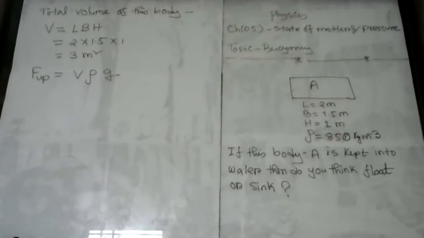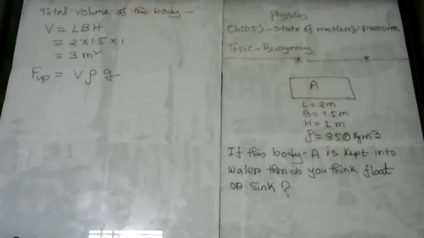First, if you put the body into the water, the calculation is V rho G, and this V indicates the volume of the displaced liquid. But before keeping this body into the water, if you want to find out the buoyancy, then this indicates the total volume of the body. In this particular case, body A, just before keeping this into the water, we just want to know whether this body will float or sink. That's why we can say that this V indicates the total volume of the body for the case of both weight and upward thrust.